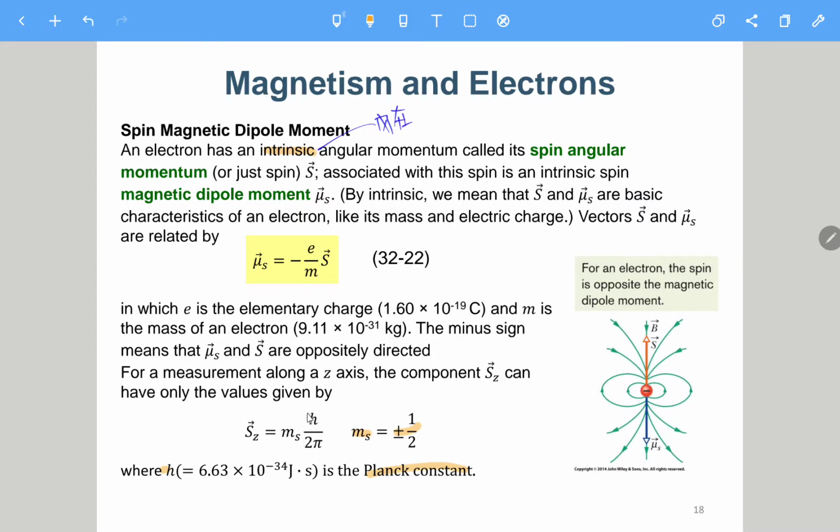And of course, in quantum mechanics, we usually introduce another constant called the reduced Planck constant, h bar, equals h over 2 pi. So this one is called the reduced Planck constant. Okay, so in this case, we can just write it as ms times h bar, and ms can only be plus or minus half. And actually, this is the spin of the electron. And substituting this one into here, we can get the dipole moment.